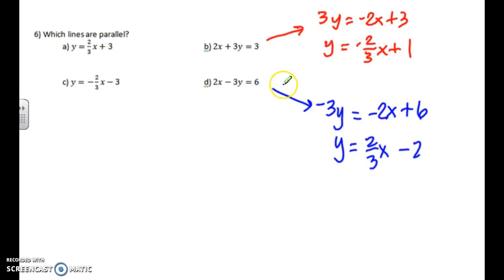Okay, so I took a minute and I rearranged these, so we need to compare all the slopes. So I've got 2/3 on part D, and I've got negative 2/3 on part B. So if I compare, the one that matches is going to be D. So my choice here would be D.